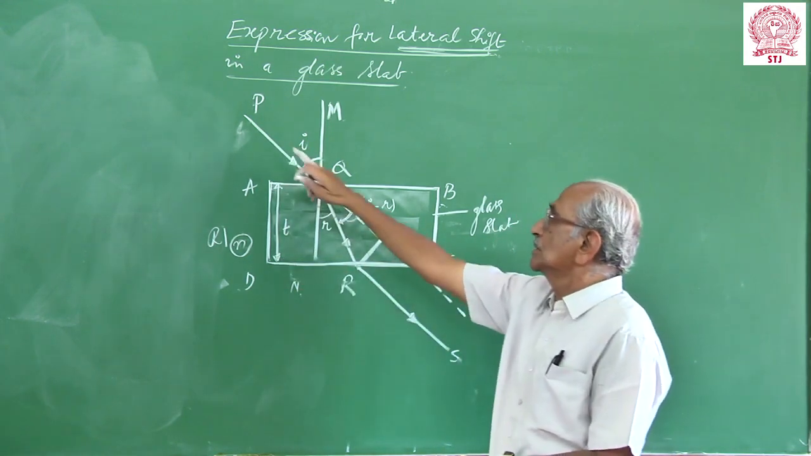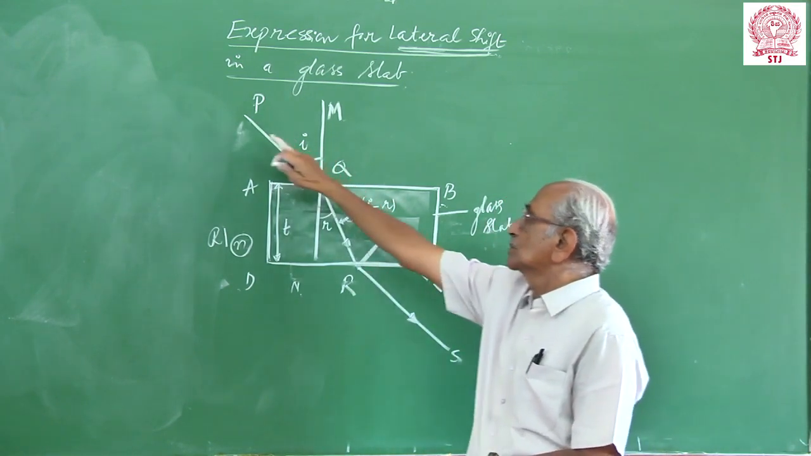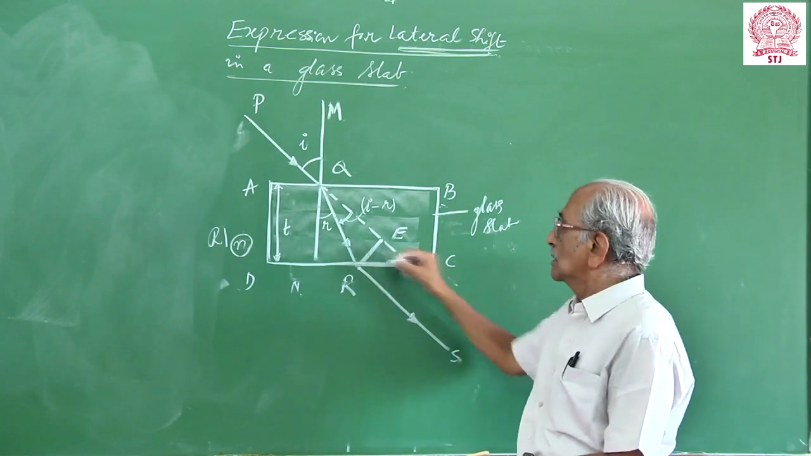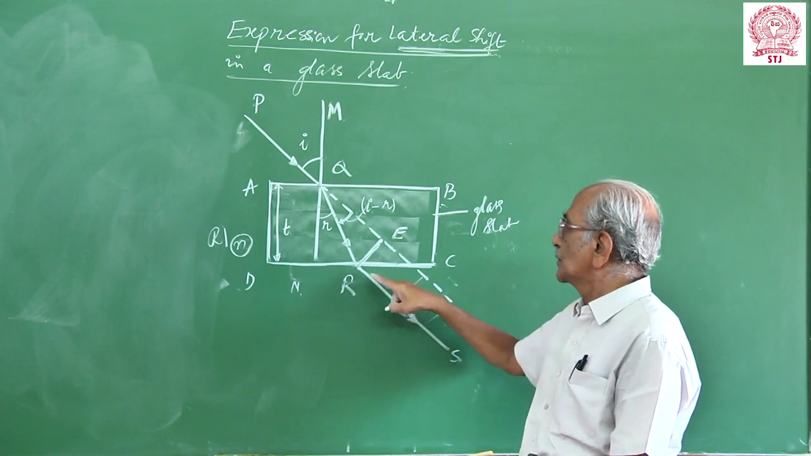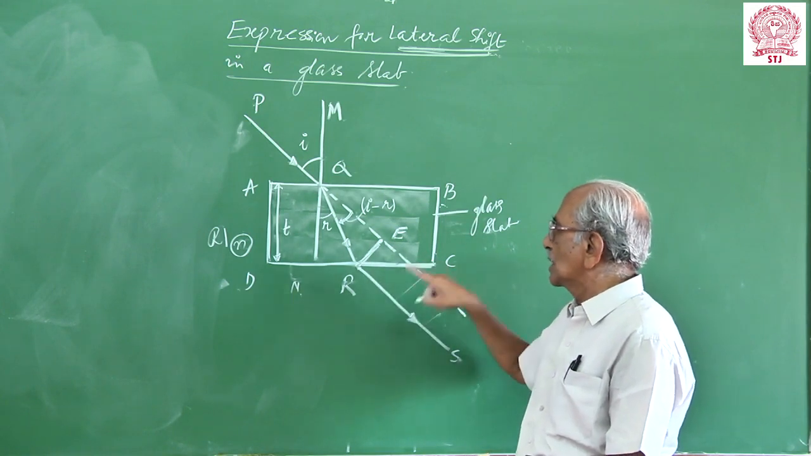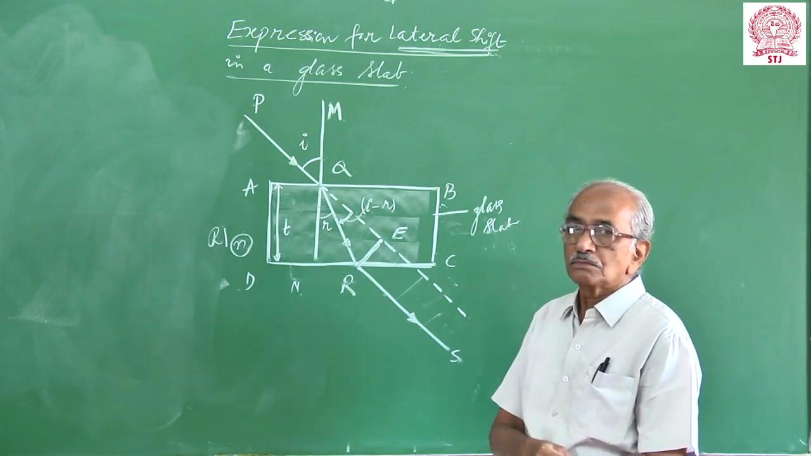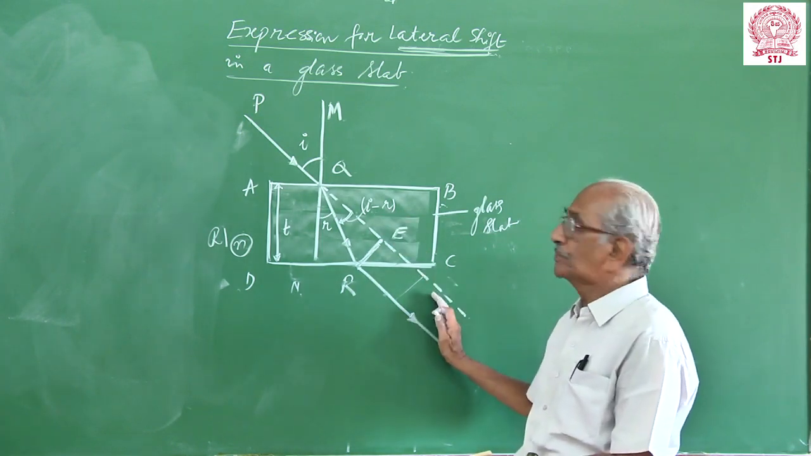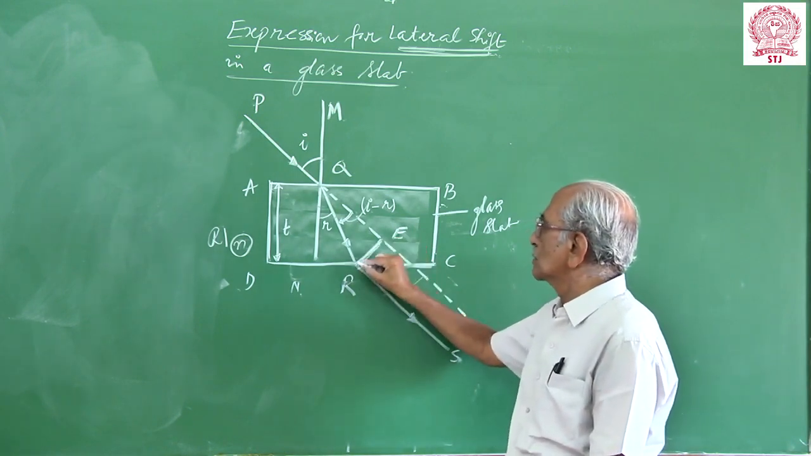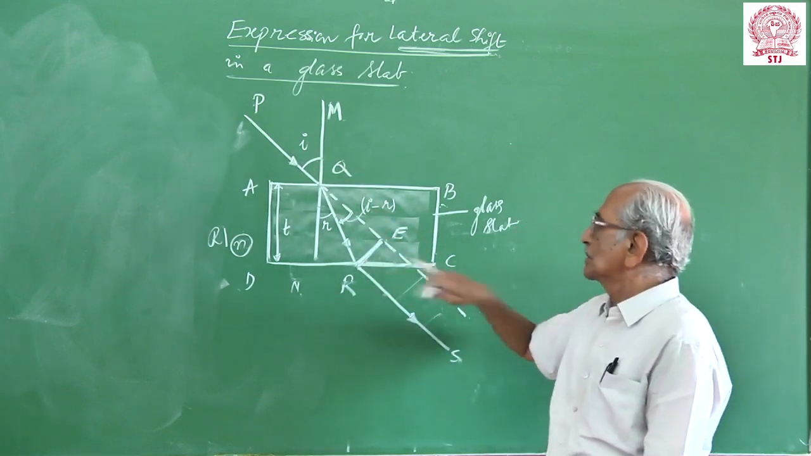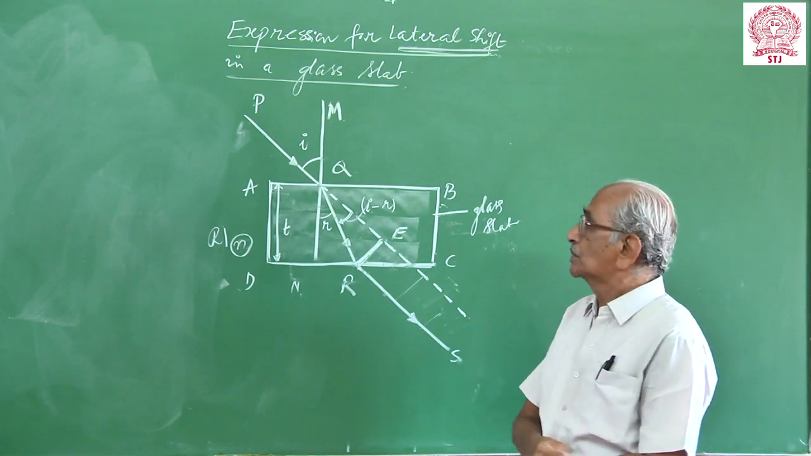We have just now seen that the emergent ray RS is parallel to the incident ray. The perpendicular distance, see this distance, between the incident ray produced and the emergent ray is called lateral shift. Now, here I draw RE perpendicular from the point of emergence to the incident ray produced.